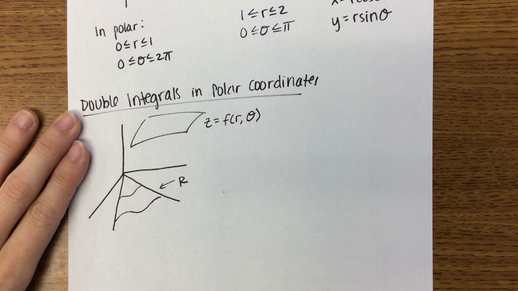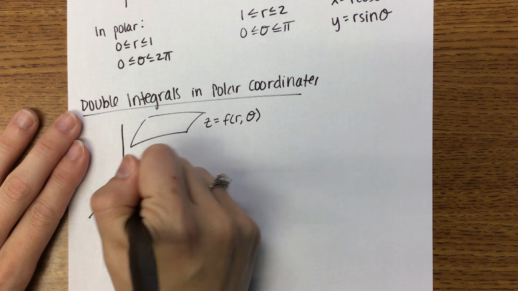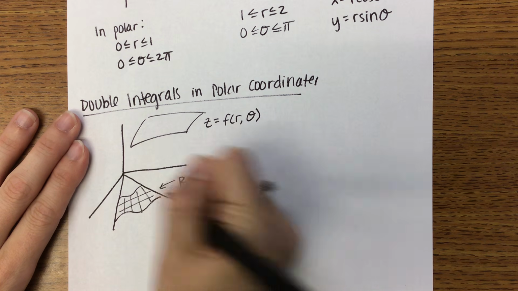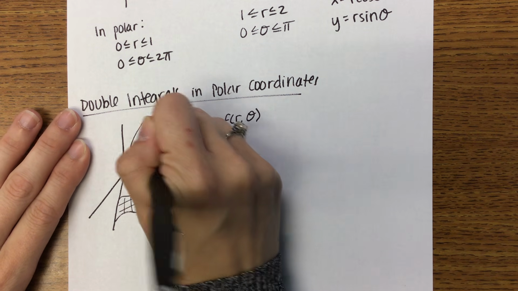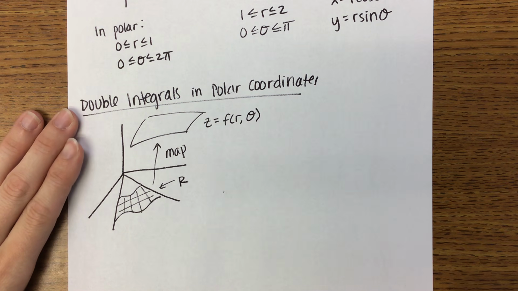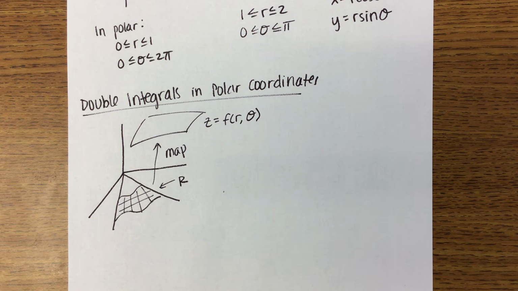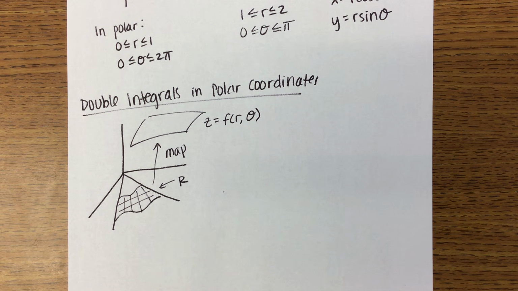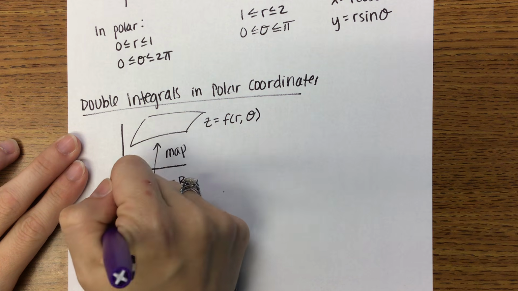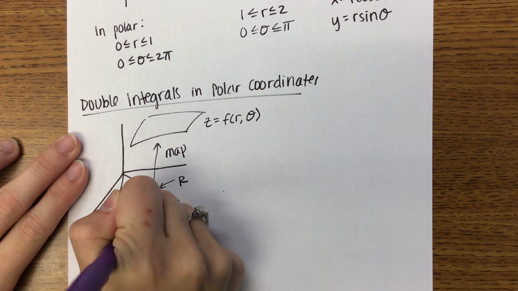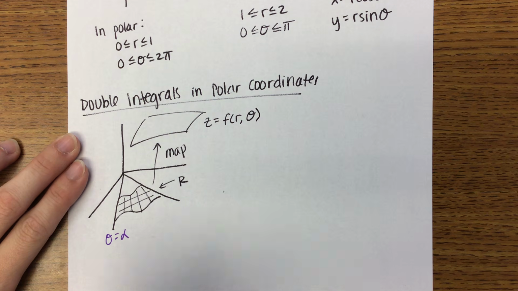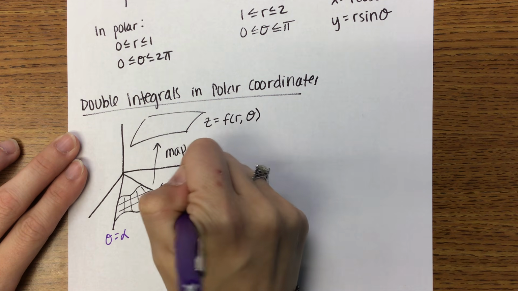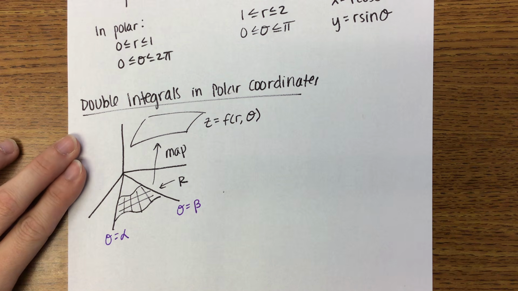So what we've always done before is we've taken that region R and then we've split it up into pieces, and then we've mapped it up onto our surface. Okay, so there's a few parameters we need to define on this region. This line here is theta is equal to some value. I'm going to call it alpha. This line here is theta is equal to some value. I'm going to call it beta.